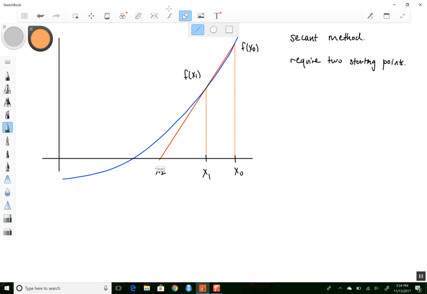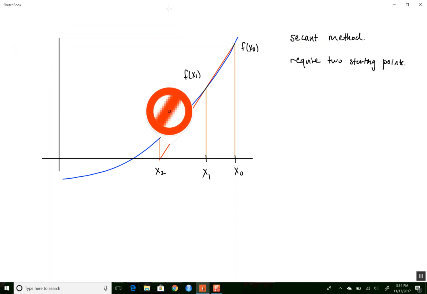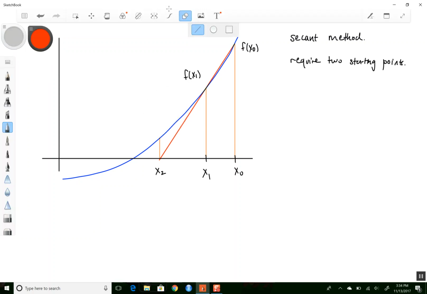Then we continue on and try this again. We draw a line that connects these two, going from x1 to x2, and it runs through there, and this will be x3.